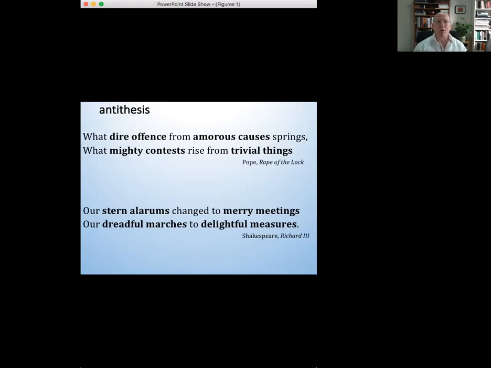Now our brows bound with victorious wreaths, our bruised arms hung up for monuments, our stern alarms changed to merry meetings, our dreadful marches to delightful measures. Stern alarms really meaning the opposite of merry meetings, dreadful marches meaning the opposite of delightful measures. So an antithesis that, right off the bat, gives us a sense of Richard's linguistic brilliance, his wit and intelligence, but also, I think, his bitterness. You can feel his bitterness coming through these lines, in part as a result of the antithesis.